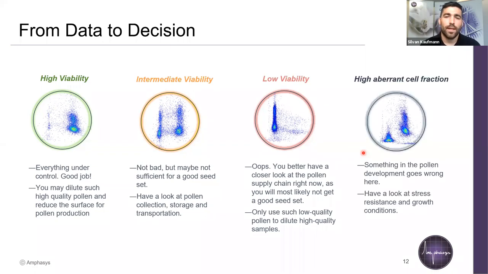And then you may also encounter such aberrant cells. So again, this population here at the bottom of the graph will indicate that something in the pollen development goes wrong, not really in the processing of the pollen afterwards, but further upstream in the development. And here I would recommend to have a look at stress resistance and growth conditions.